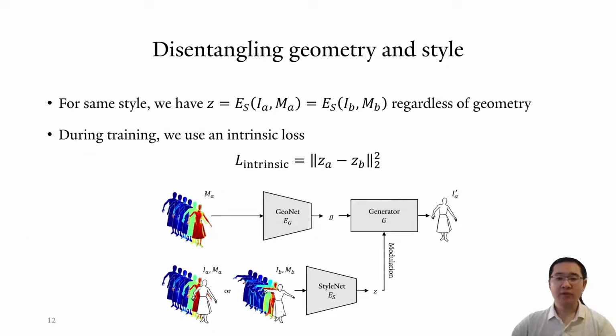One important property of this network is that the StyleNet should be disentangled from the GeoNet. In other words, in the lower branch, no matter if the input is frame A or frame B, as long as the drawings are the same style, the encoded latent vector Z should be the same. Therefore, we use an intrinsic loss during training to enforce this property.